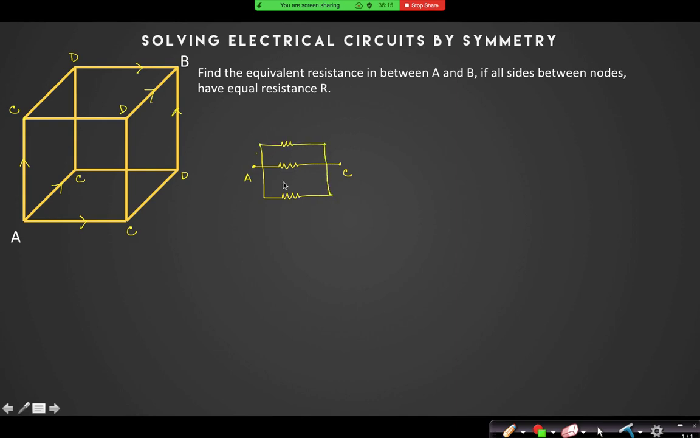Between A and C, there are 3 resistors, they are in parallel. Similarly, between B and D, you will find 3 resistors, they will be in parallel, right? This one, and this one. Now between C and D, how many resistors are there? 1, 2, 3, 4, 5 and 6, right? Now you can see there are 6 resistors between C and D.